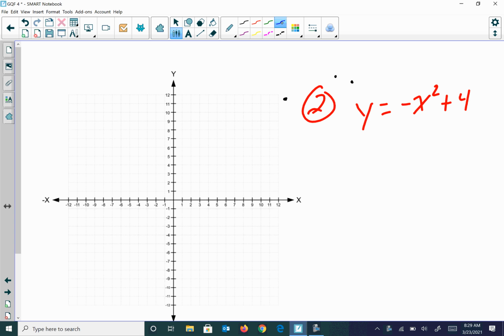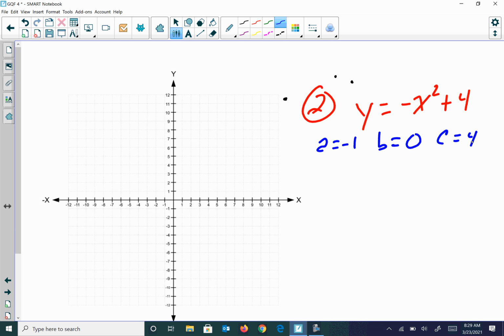So first thing we want to do is identify my a value, which is -1. My b value is not there. Agree? Anyone see a b value? So b value not there means 0. C value is 4. We don't worry too much about the c value yet, but I want us to continue to list it because we will indeed start using it, okay?